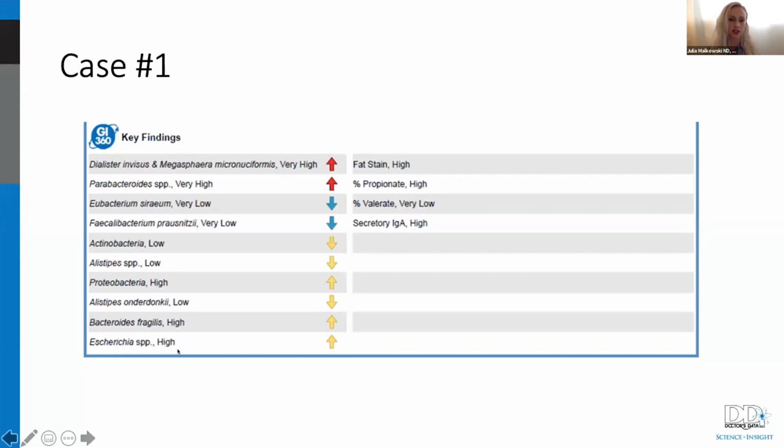There is another species in here that tells us about that. The Giardia species is high. That's also associated with the standard American diet. So we do have those two here.